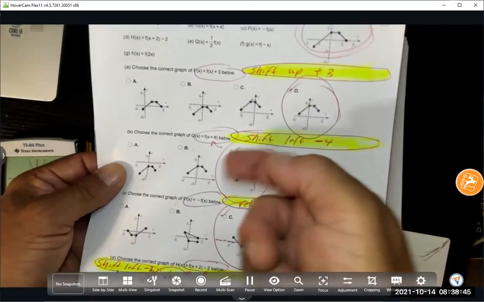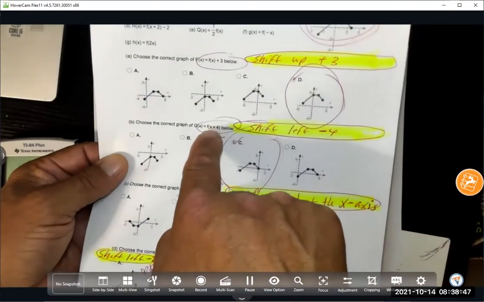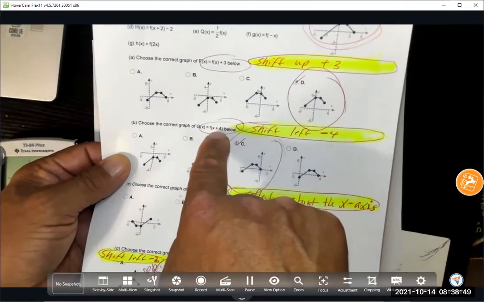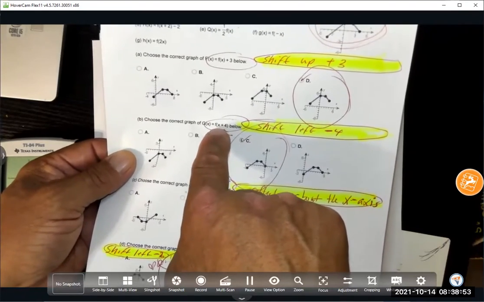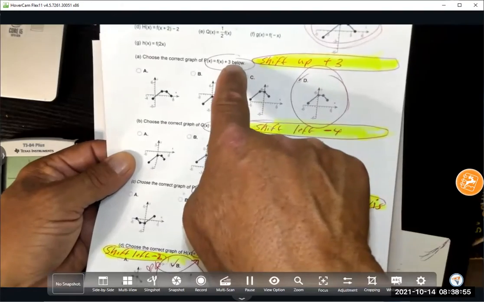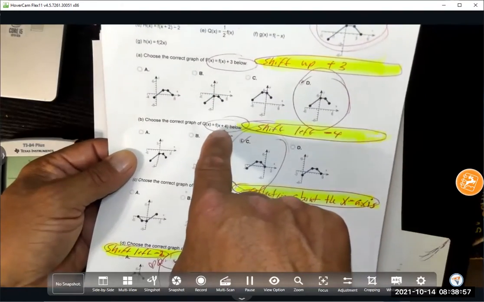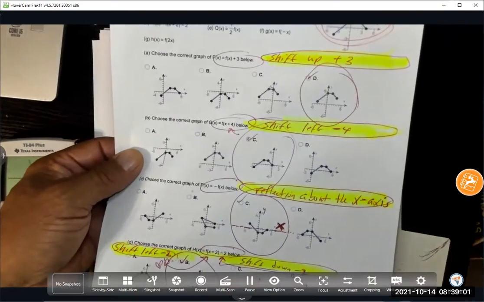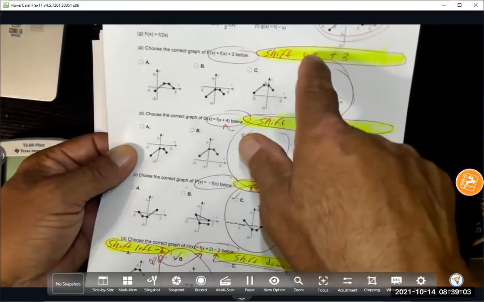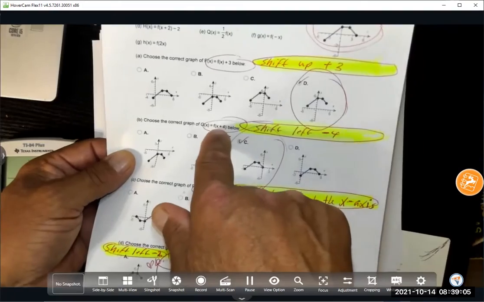Yeah, this one's inside. If it's inside parentheses, it's the opposite. If it's plus 4, go -4. If it's -4, do +4. See what I'm saying? Outside goes up or down. Inside goes the opposite. Does that make sense? Yes. All right. So this one goes up. This one goes opposite, which is left.